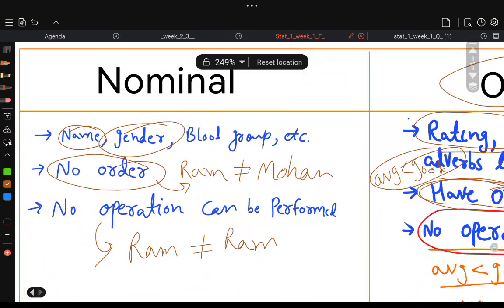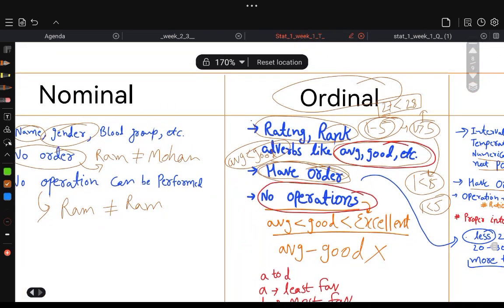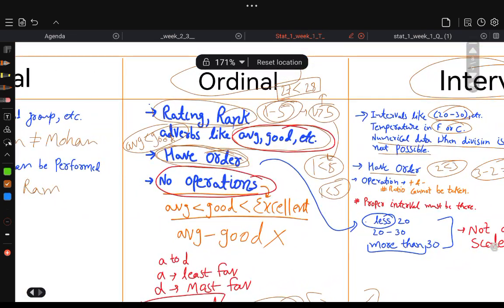First one is the nominal scale. In the nominal scale, the things like name, gender, blood group, or basically all the categorical ones come under the nominal scale. They do not have any order, and no operation can be performed on them, right? The second one comes the ordinal scale. In the ordinal scale, there are moreover some categorical data, and we can use some numbers for rating purposes, like 1 to 5.